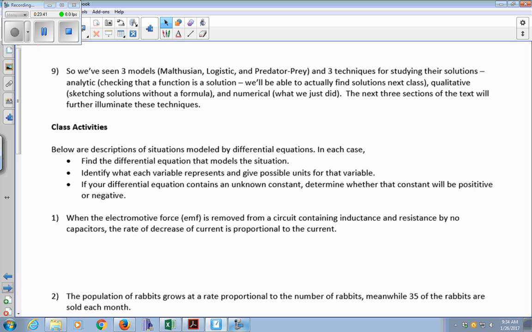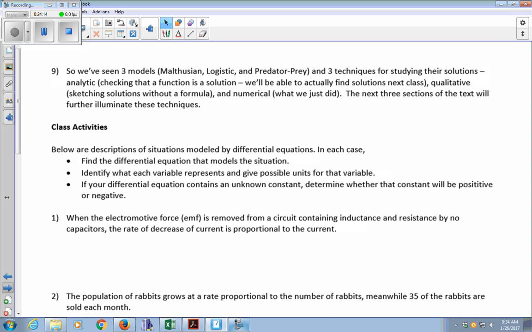All right, so we've seen 3 models for population growth: the Malthusian model, the logistic model, and a predator-prey model. We've seen 3 techniques for studying solutions: analytic, which is when you just deal with formulas. All we've done so far is checking that a function is a solution. We'll be able to actually find solutions next class. Qualitative techniques, where you can just sketch pictures of the solution without knowing anything about the formulas. And numerical, which is what we just did with the rabbits and foxes.